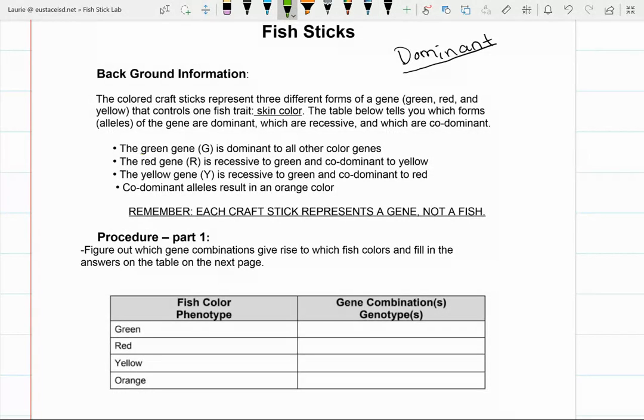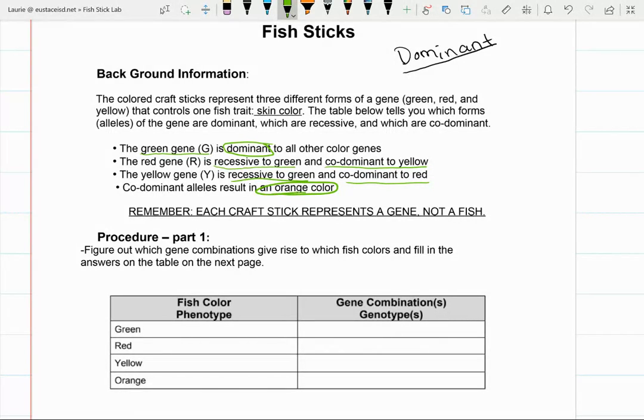It says the green G, which is the big G, is dominant to all other colors. So our big G is always going to take over. The red gene, which is the R, is recessive to green, so it's going to be hidden anytime a green gene shows up, and it's codominant to yellow. We'll talk about codominant in just a second. The yellow gene, which is the Y, is recessive to green. So again, green is going to take over the Y, and codominant to red. Now it tells you here, codominant alleles result in an orange color.